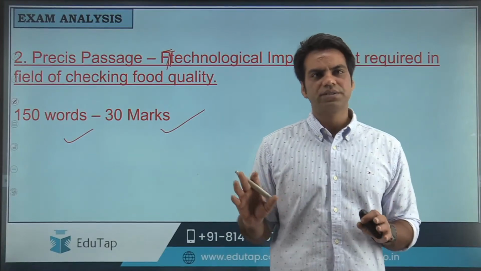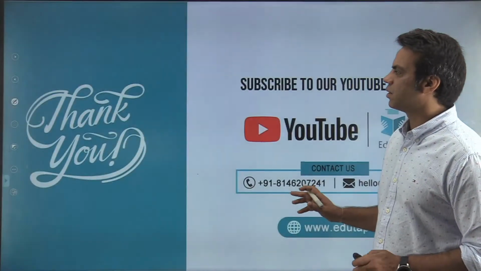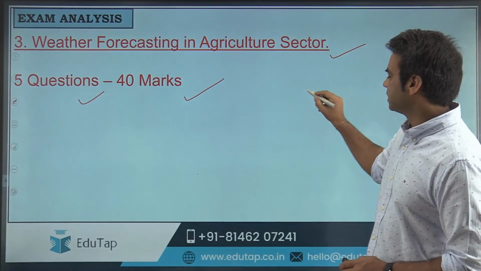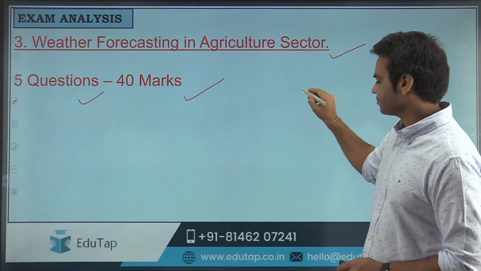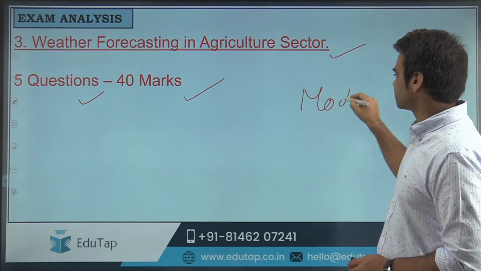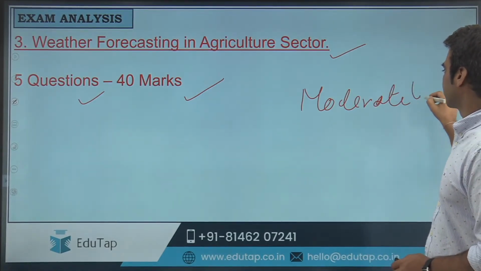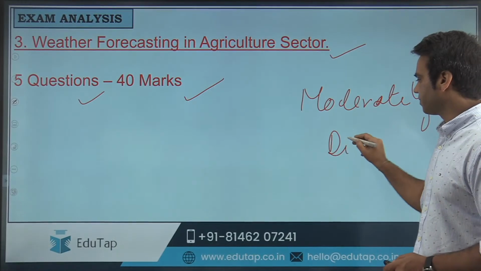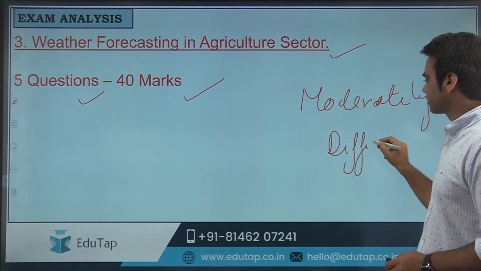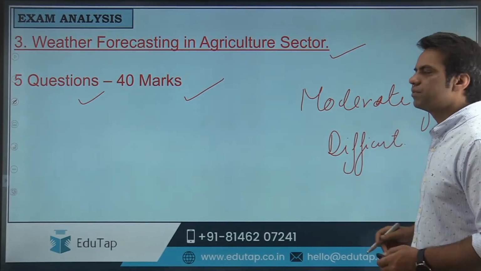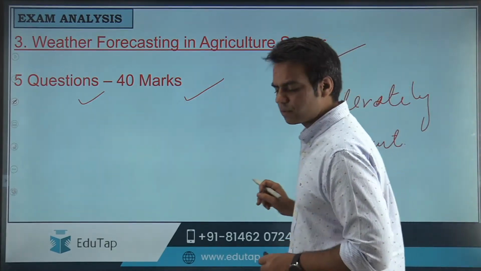But now my analysis on this paper was, you can say it was moderately difficult, right? You can call it a moderately difficult paper, because the topics were not very easy for everyone to write on. So it can be called moderately difficult.